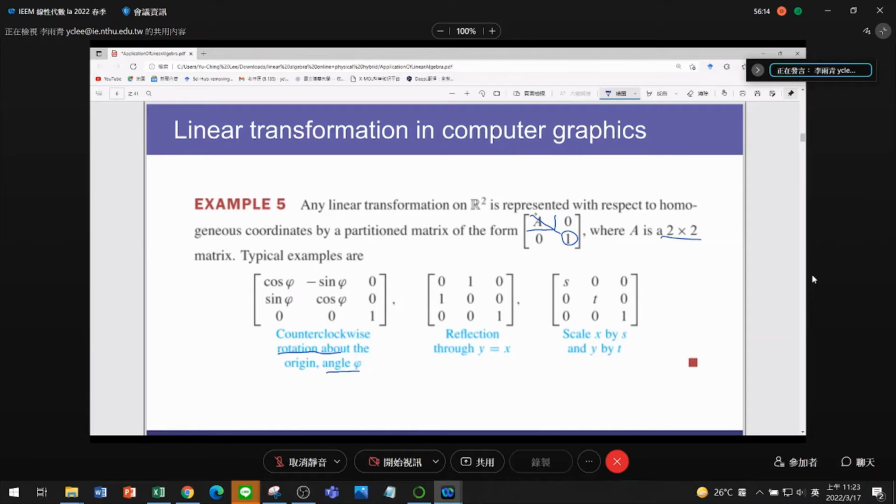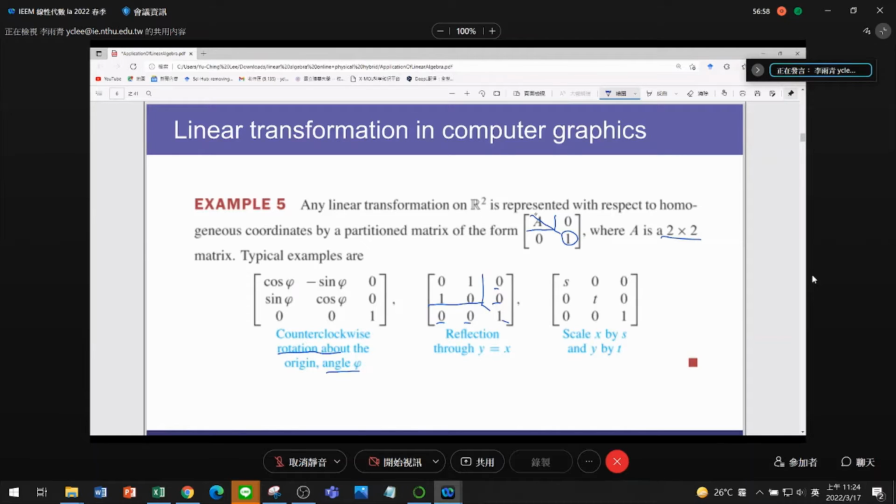a counterclockwise rotation about the origin with angle phi on the top left corner, and then add a diagonal element 1 with all the other elements being 0, and it becomes a 3×3 matrix. Similarly, in order to create a homogeneous coordinate standard matrix, we start with a 2×2 matrix. And then by putting this matrix representing the reflection through the y equals x line, we add a diagonal element being 1, and then the remaining 2 elements become 0.